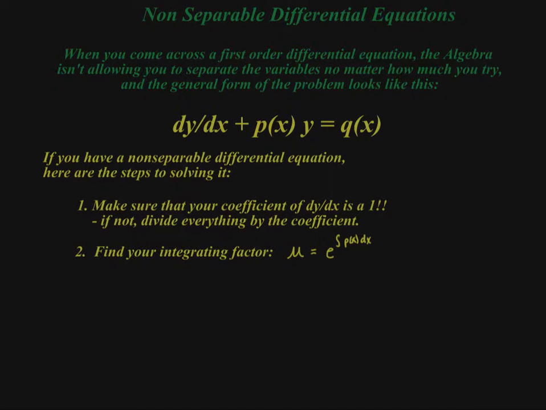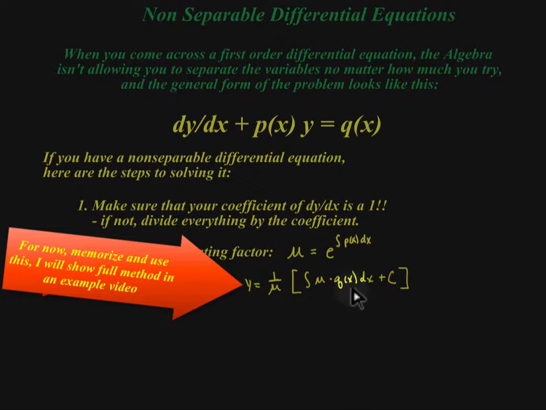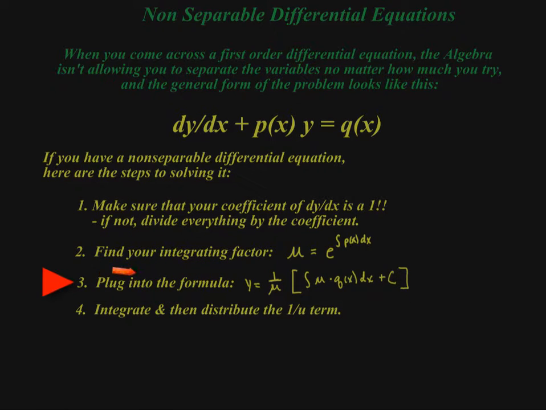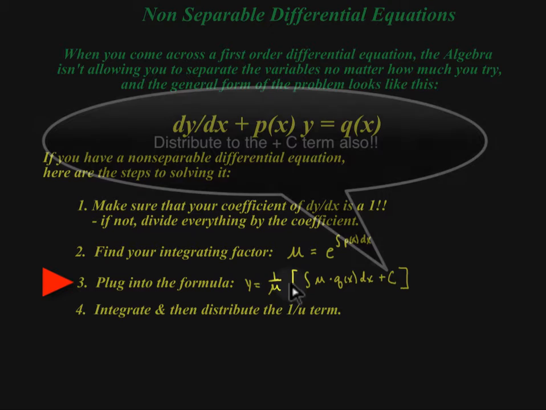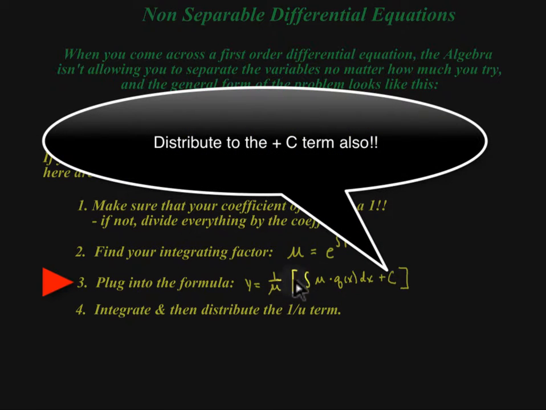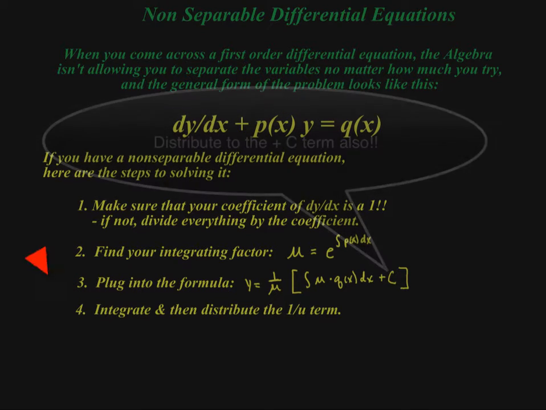So once you find your integrating factor, plug into this formula here: 1 over your integrating factor times the integral of your integrating factor times q of x, what's to the right of the equal sign, dx plus c. You're going to then integrate and distribute the 1 over mu term. And once you do that, make sure you do it to your plus c as well, not just to the integral answer.